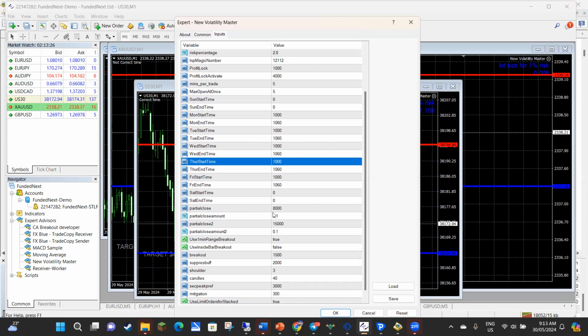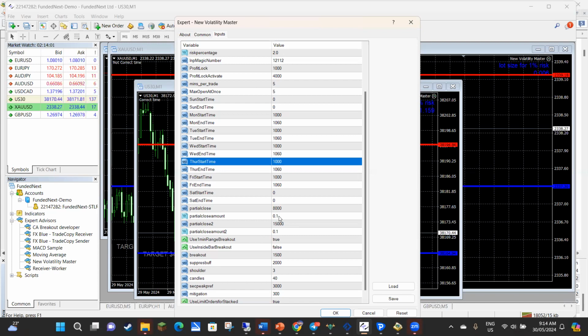depending on your lot size, if you're trading a small lot size, then you won't be able to use the partial closes, because in this case, when the trade gets into 8,000 points of profit, it's going to close out 0.1. Now, obviously, if your trade was smaller than that to start with, you can leave it like this. It's just not going to be able to execute it because you're trying to close more than you've got. And partial close 2 is just exactly the same.